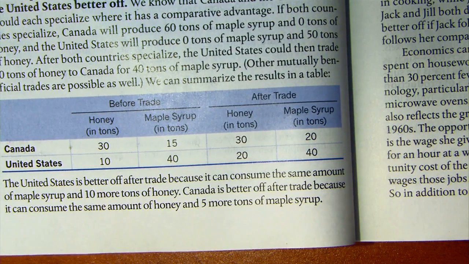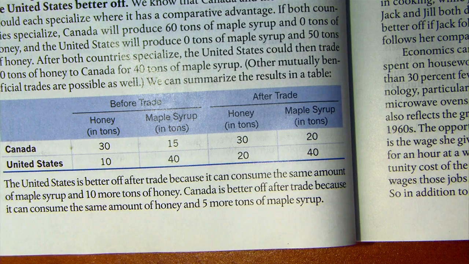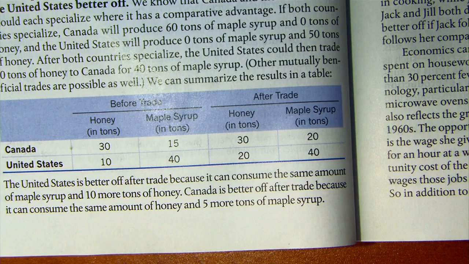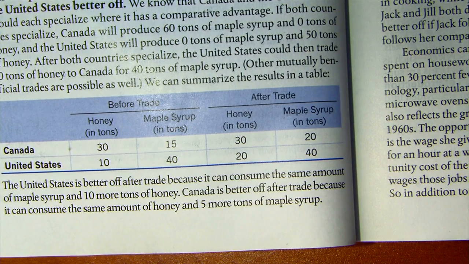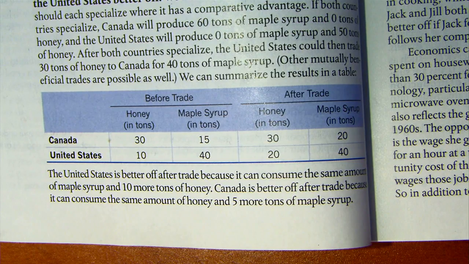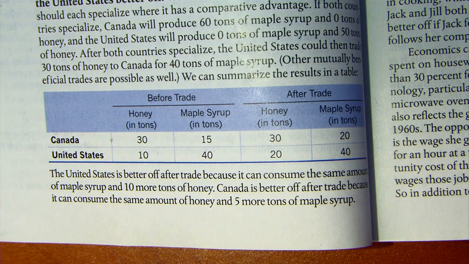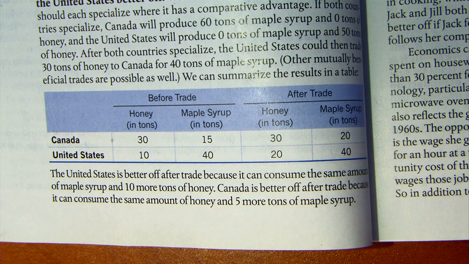The US originally had 10 tons of honey and 40 tons of maple syrup. After trade, they have 20 tons of honey and 40 tons of maple syrup. So they're no better for maple syrup, but they have 10 more tons of honey. And there's your answer. Thank you.